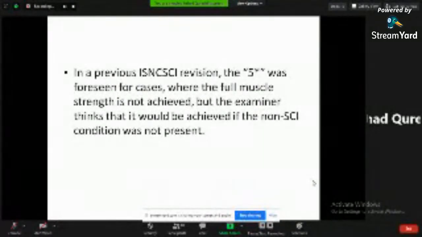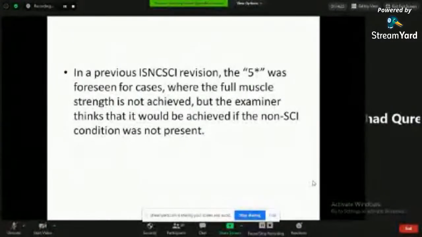All those cases where the full muscle strength is not achieved, but the examiner thinks that it would be achieved if the non-SCI conditions were not present. So non-SCI conditions, as I told, are conditions like peripheral nerve injuries, fractures, pain, musculoskeletal conditions. So if these non-SCI conditions did not persist in my patient, the patient would have achieved the motor strength of 5. So this used to be denoted with the 5 asterisk. So it was the assumption from the examiner considering the non-SCI conditions.